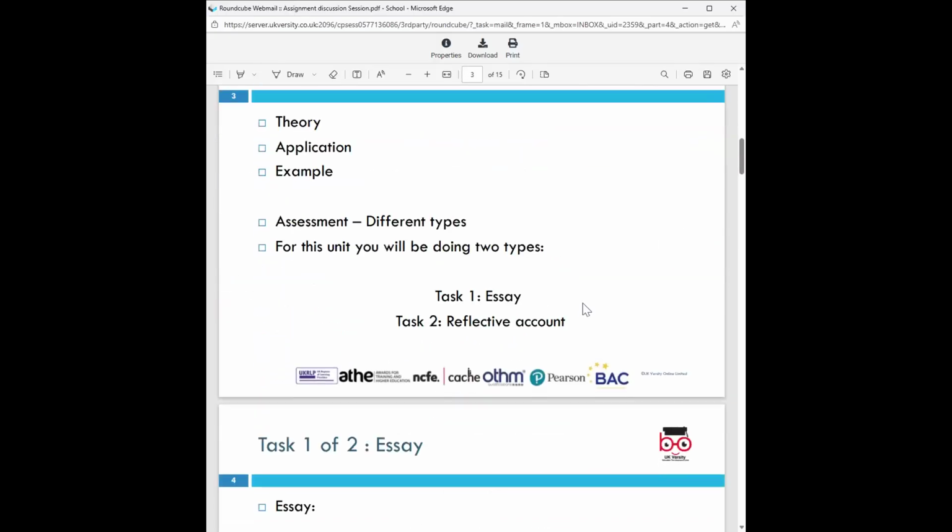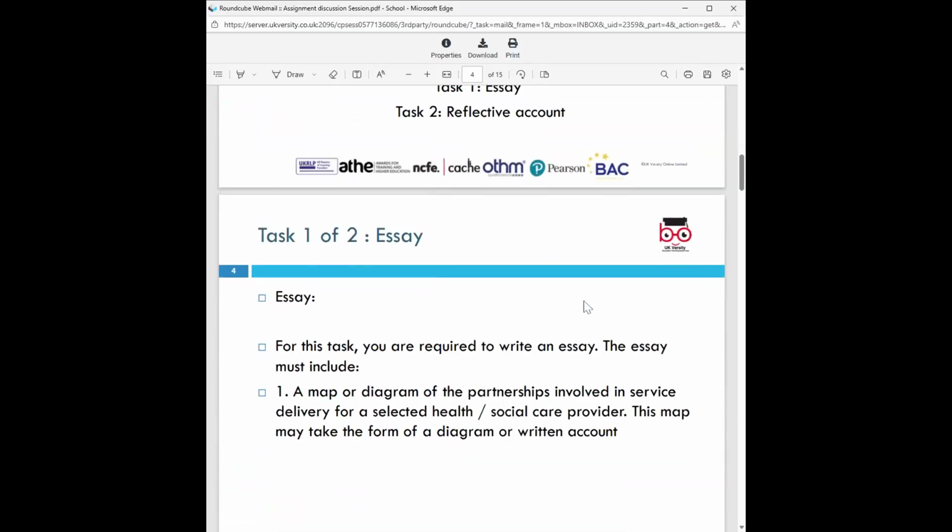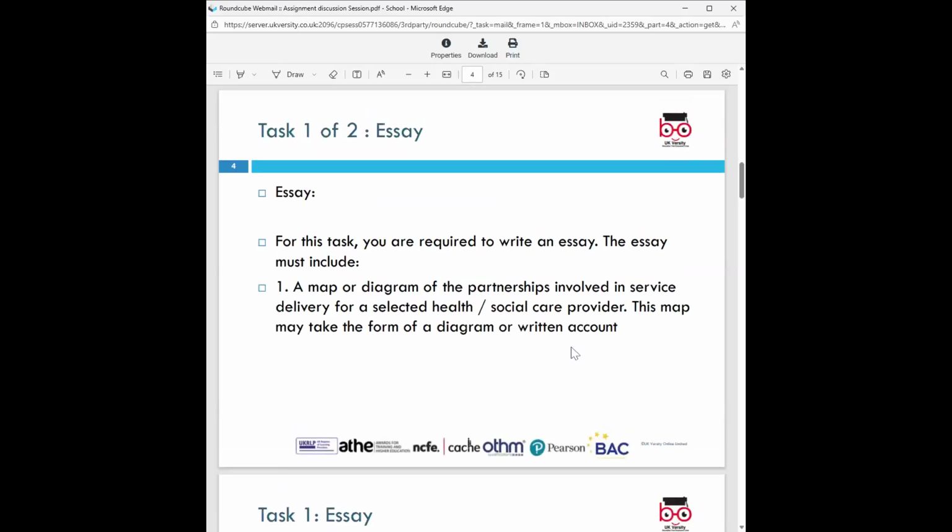Assessment, theory, application, example, assessment, different types. For this unit, you will be doing 2 types, okay? You've got task 1, which is an essay, and task 2, which is a reflective account, okay? So task 1, for this task, you are required to write an essay. The essay must include, number 1, a map or diagram of partnerships involved in service delivery for a selected health and social care provider. This may take a form of a diagram or written account, okay? So you could do this, and it could be the form of a diagram or a written account, okay?